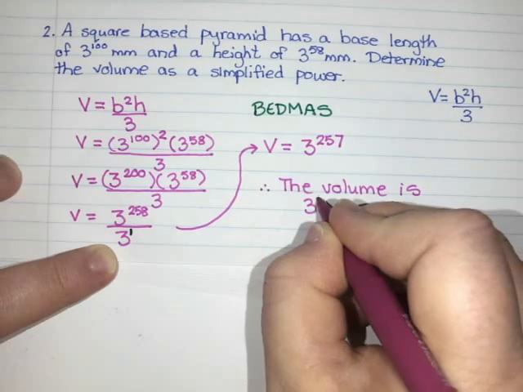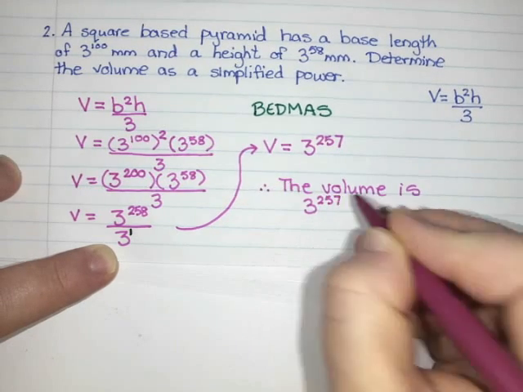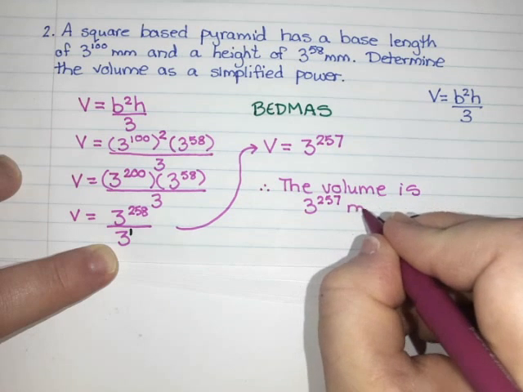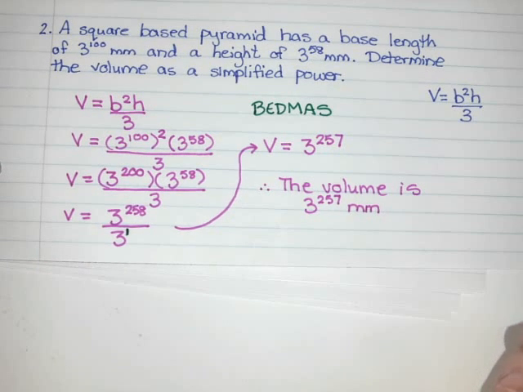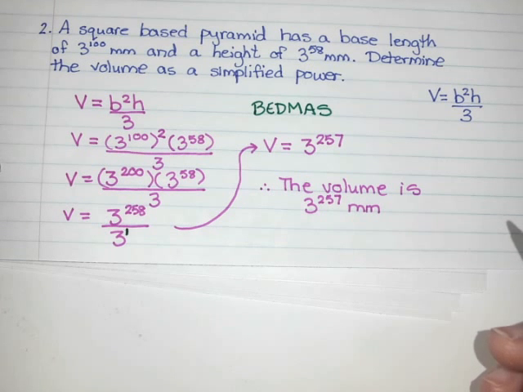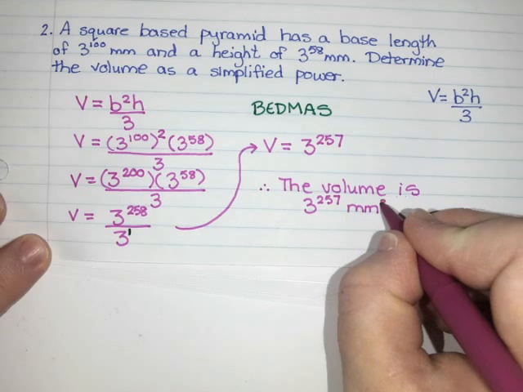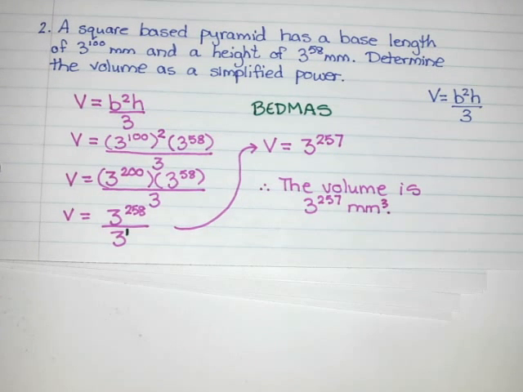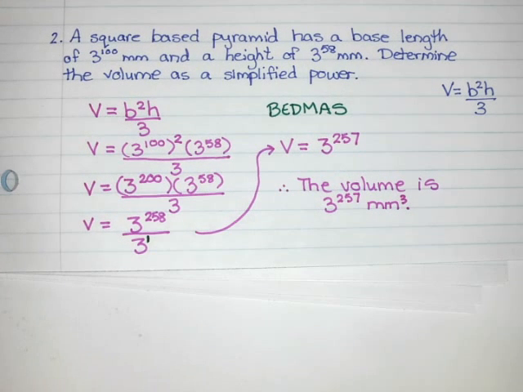3 to the power of 257. That is millimeters. And when we're doing volume, because we were multiplying the base times the height, we were multiplying millimeters times millimeters times millimeters, which means my unit is millimeters cubed. And that's what you need to know about exponent practice today.